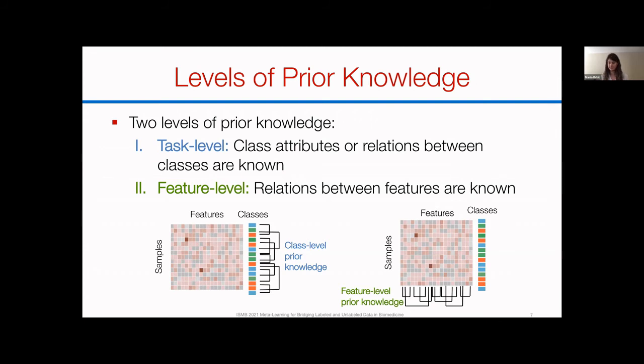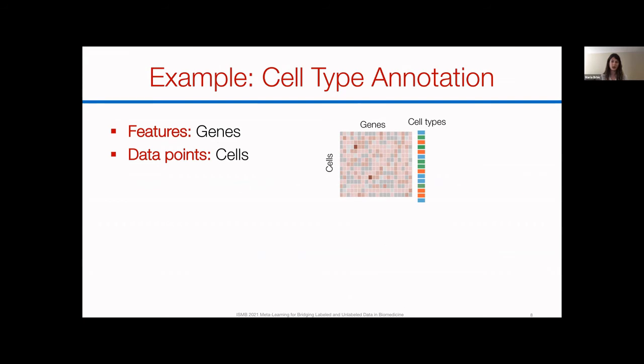So let's illustrate now feature and task level prior knowledge on the cell type annotation problem. In this problem, our learning examples will be cells and our features will be genes. And our prediction task is, given gene expression of cells, we want to predict the correct cell types.